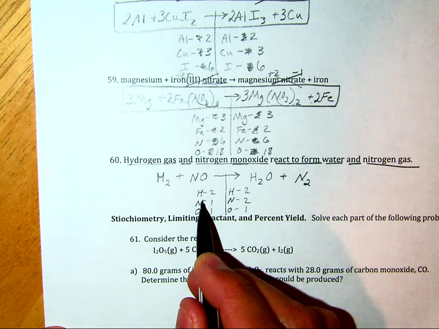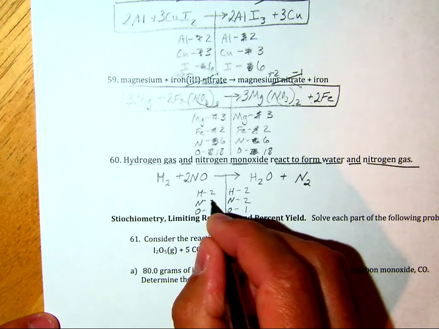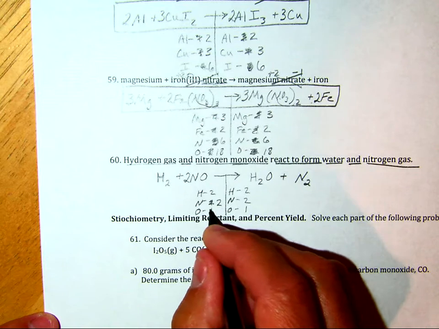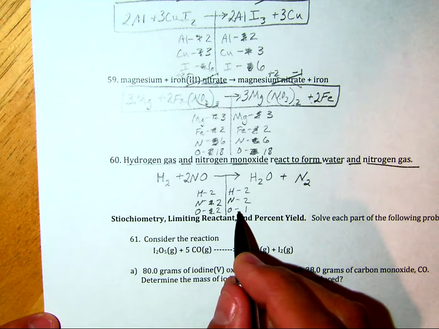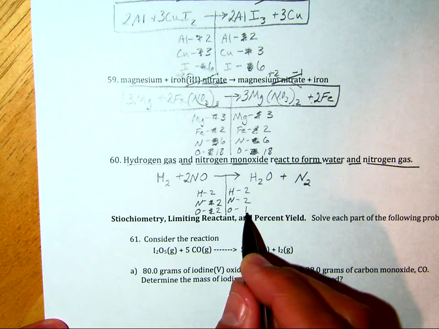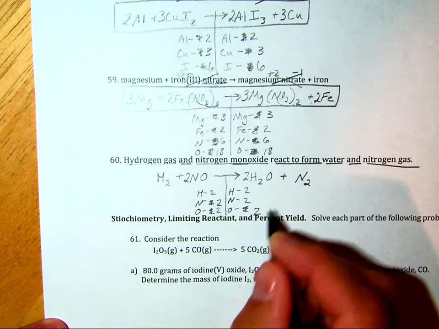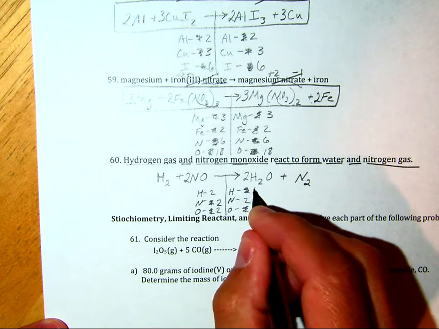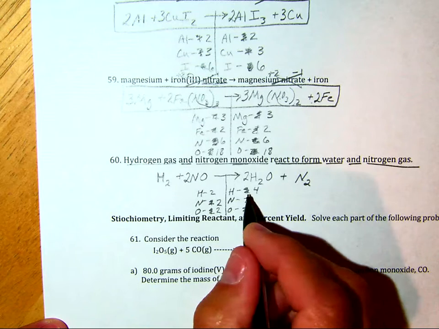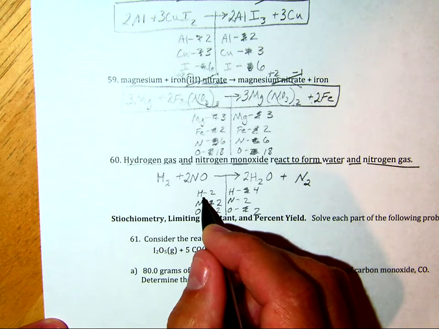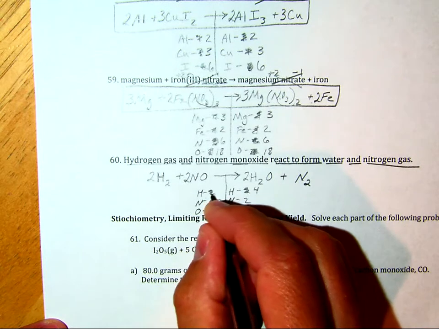So I need to get 2 on the left. So let's put a coefficient of 2 there. That gives me 2 nitrogens, but it also switches my oxygens to 2. So now I need to get 2 oxygens on the right. Well, I need to put a coefficient of 2 there. That gives me 2 oxygens, but it does give my hydrogens 4. Now let's go back to the hydrogens because they're not balanced. How do I get 4 on the left side? You need a coefficient of 2 right here, and that gives us 4.